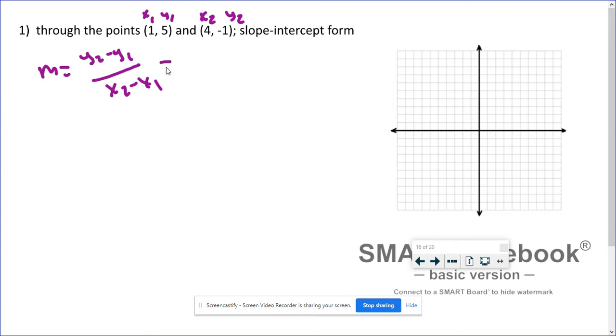coordinates into the formula. y2 is -1, and then it's minus y1, which is 5. x2 is 4, and x1 is 1, so minus 1. And you end up with -6/3, which reduces to -2. So now we have a slope. In order to write the equation in slope-intercept form, we're going to use point-slope form.